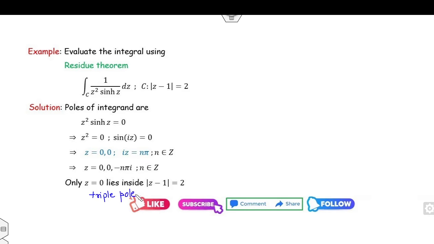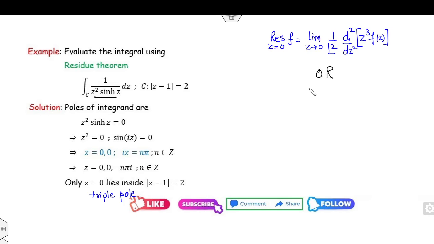So how can you find the residue? The first method: because z is equal to 0 is a triple pole, you can start with 1 over 2 factorial, second derivative of z cube f(z), but that will take a lot of calculation. You need to find the second derivative of these functions. Otherwise you can find the residue as the coefficient of 1 over z, the pole being 0, in f(z).